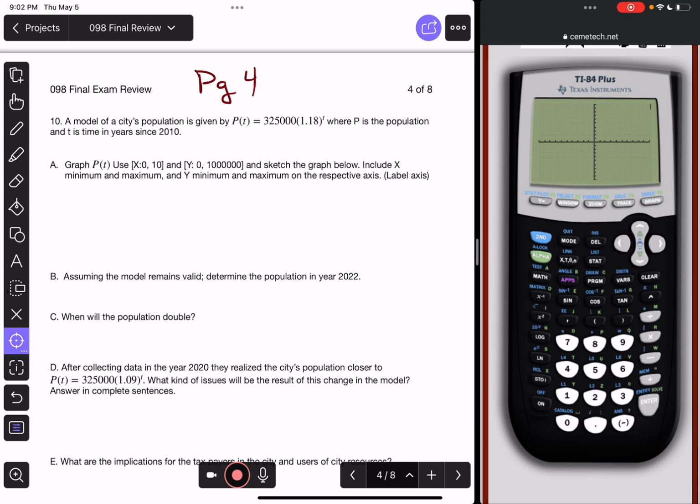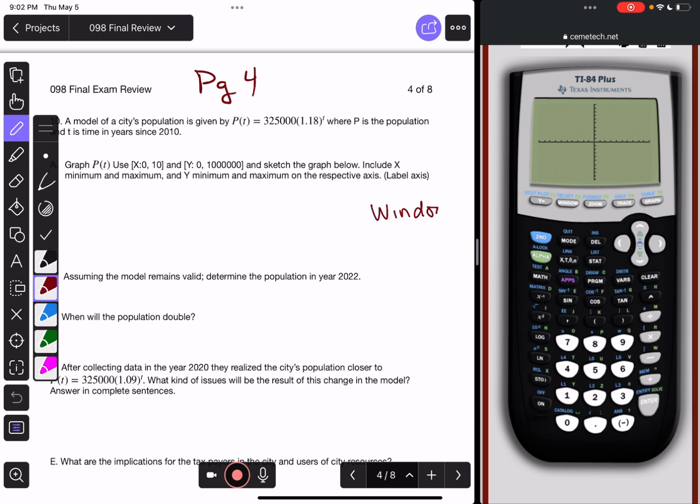And you're going to see probably nothing. So let's go ahead now and set the window to what they said to set it to. You'll see in here they say set x from 0 to 10, and y from 0 to, it looks like 6 zeros, so 0 to 1,000,000. So I'm going to go to the window button. Window button is the second button over in the graphing row. So I'm going to hit window there.